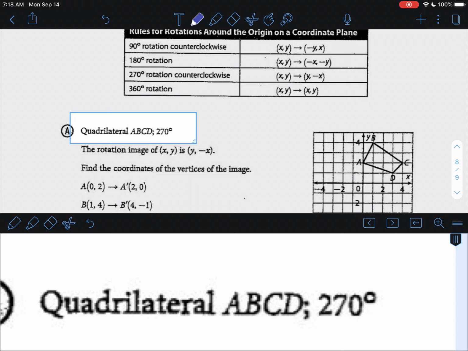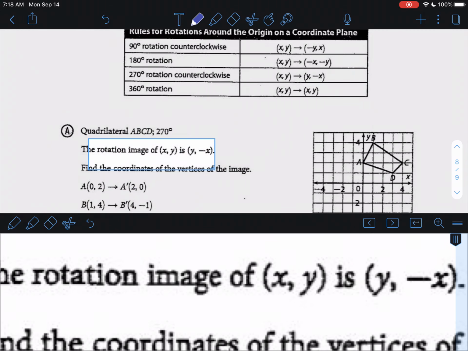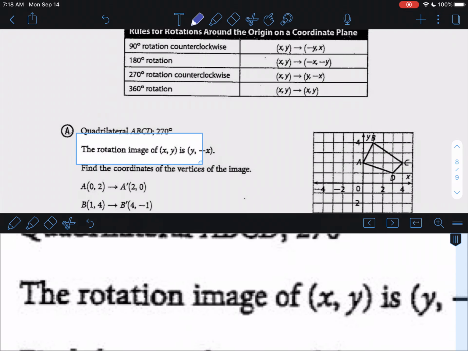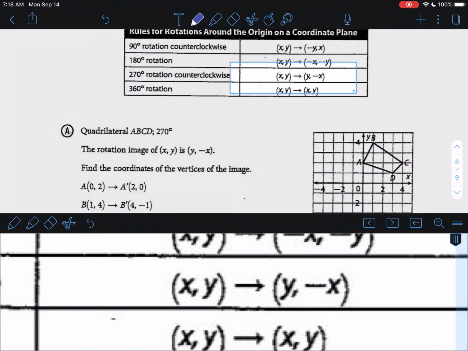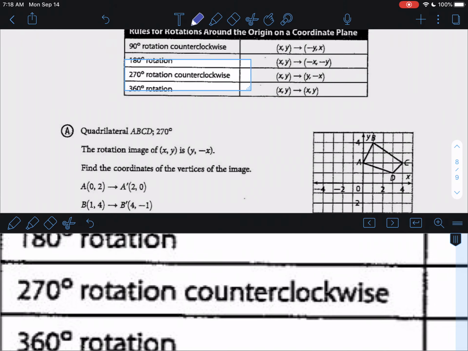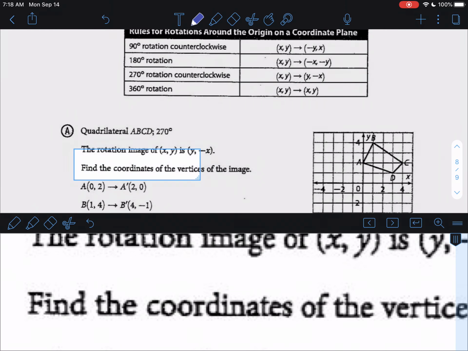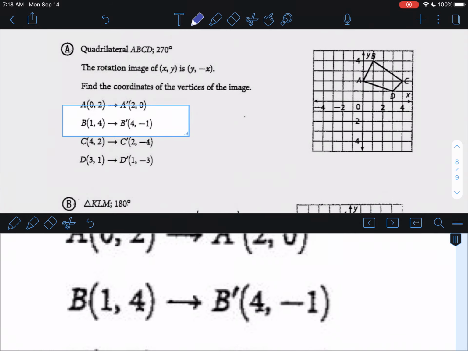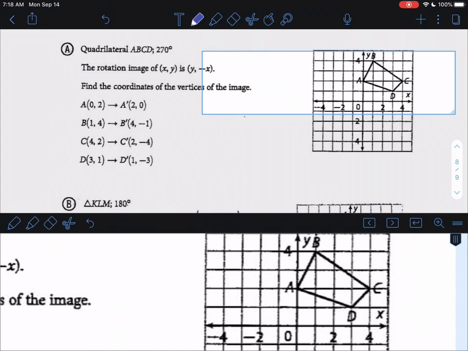This one is pretty much already filled in for us. We just have to draw in the shape. But the rotation image of (x, y) is going to be (y, negative x) because of what it says right here with the 270 degrees rotation counterclockwise. And then it says find the coordinates of the vertices, and the coordinates are already given to us. So we are going to draw in those coordinates.